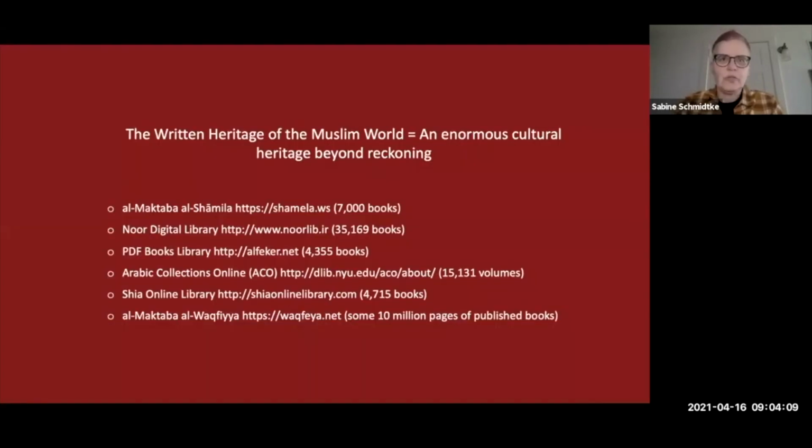Over the past decades, digital collections of texts produced by Muslim authors writing in Arabic during the pre-modern period have mushroomed. Major libraries include Al-Maktaba Al-Shamila, Nur Digital Library, PDF Books Library, Arabic Collections Online, Shia Online Library, and Al-Maktaba Al-Waqfiyya, to name only the most important ones.